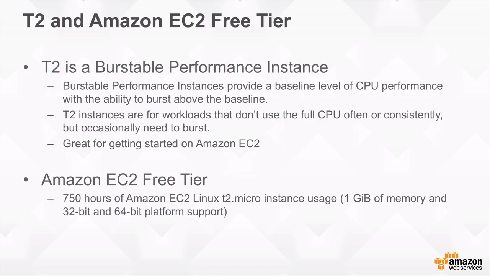And then the T2 Micro is the instance which is offered under the Amazon EC2 free tier. And this allows you, for the first year after creating your AWS account, to access 750 hours a month of an Amazon EC2 T2 Micro instance running Linux, and the same for a T2 Micro instance running Windows.